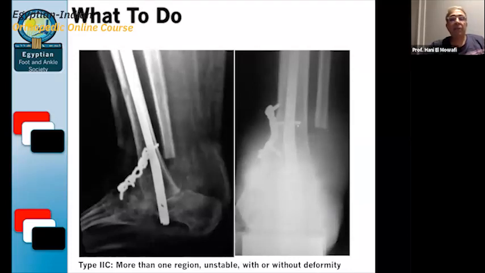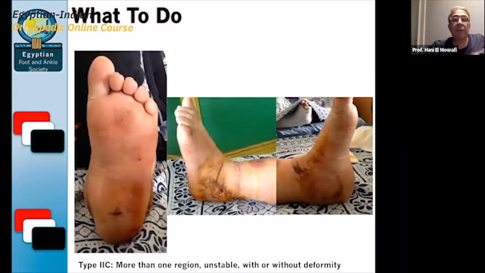And this is the patient after complete healing, and she looks very well and is satisfied with the results. We removed the apparatus, and the patient wore a walker for about 6 months, and after that she now wears diabetic shoes, just diabetic shoes, to protect her foot.